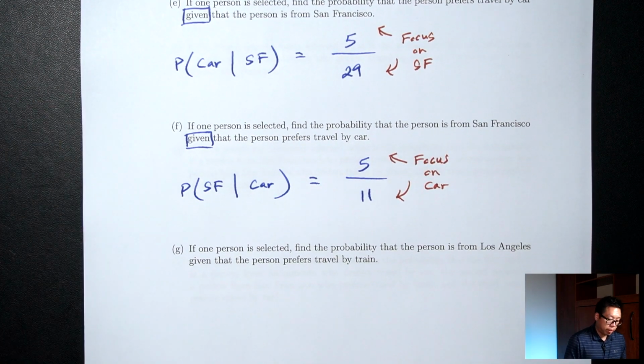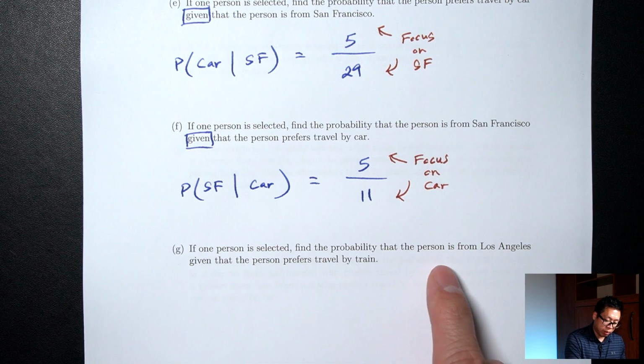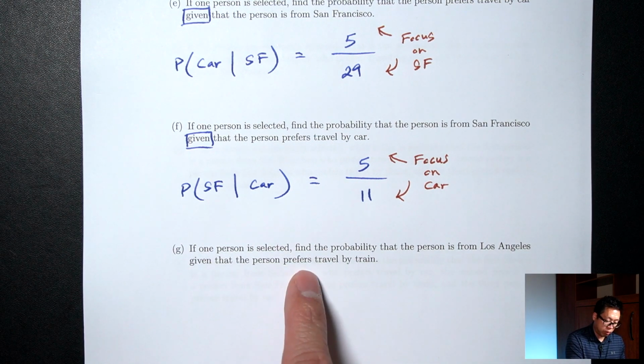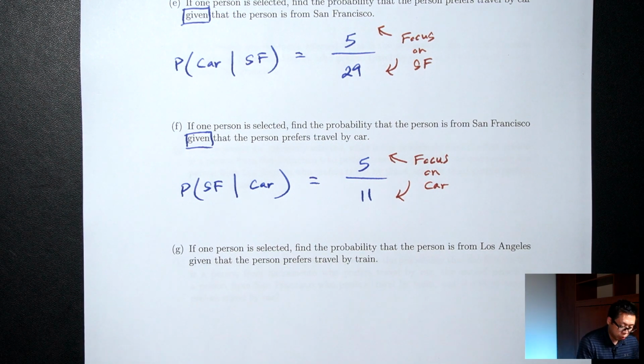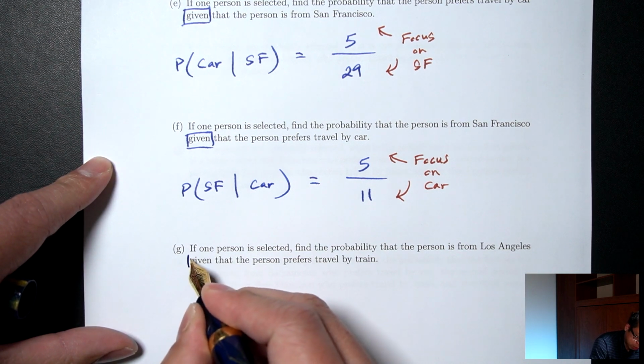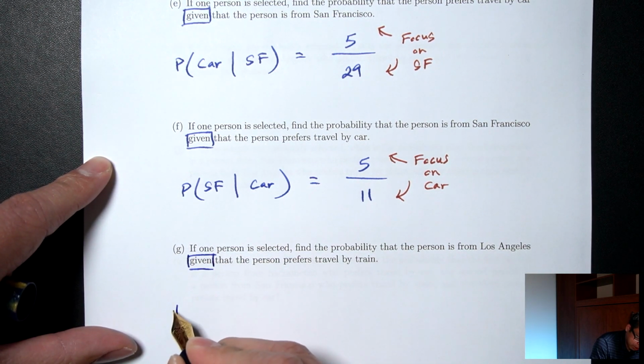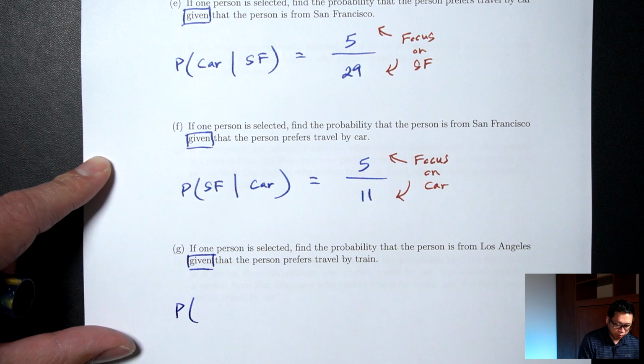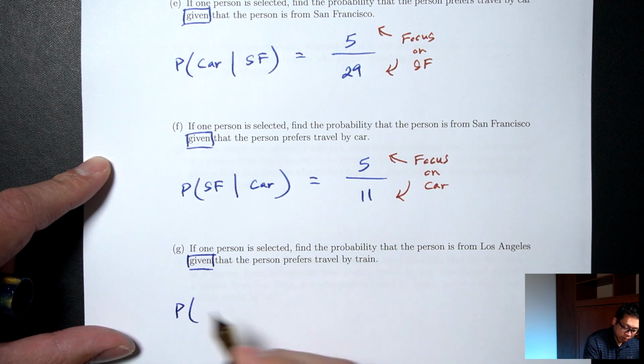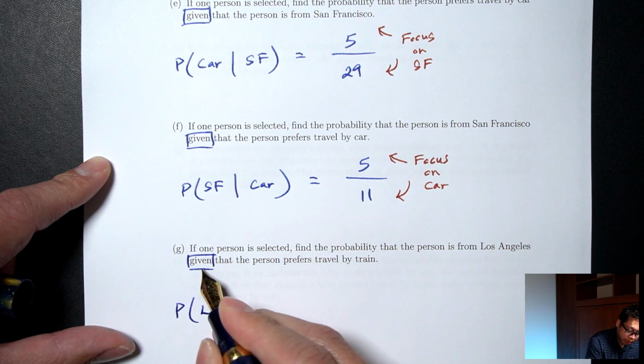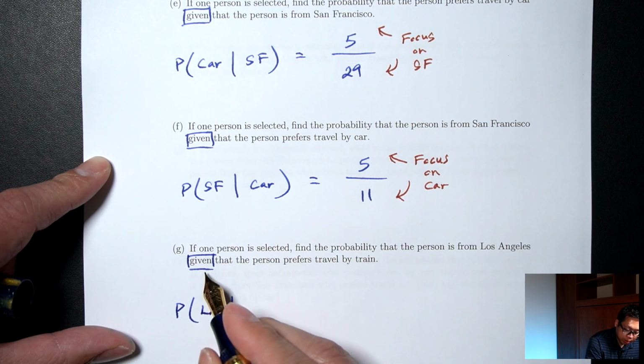Let's try one more. If one person is selected, find the probability that the person is from Los Angeles, given that the person prefers travel by train. Once again, I see the word given, which means I'm looking for a conditional probability. And in symbols, I'm looking for Los Angeles, so LA, given, that's the line, train.